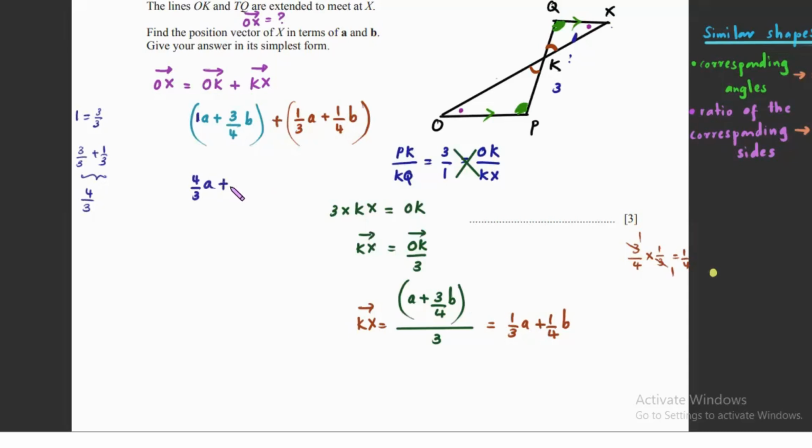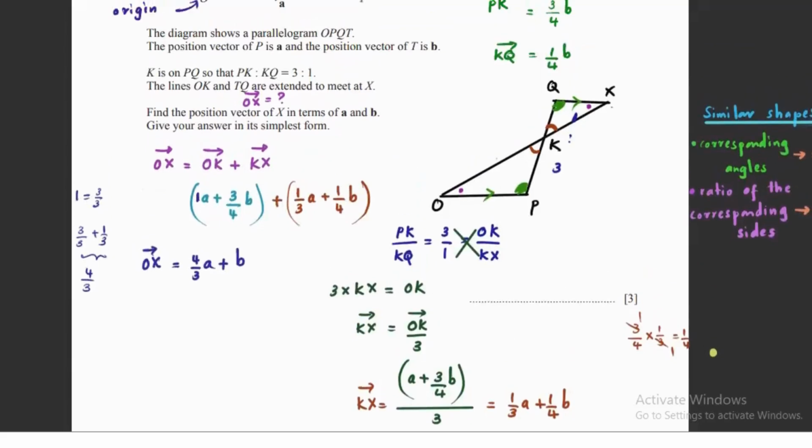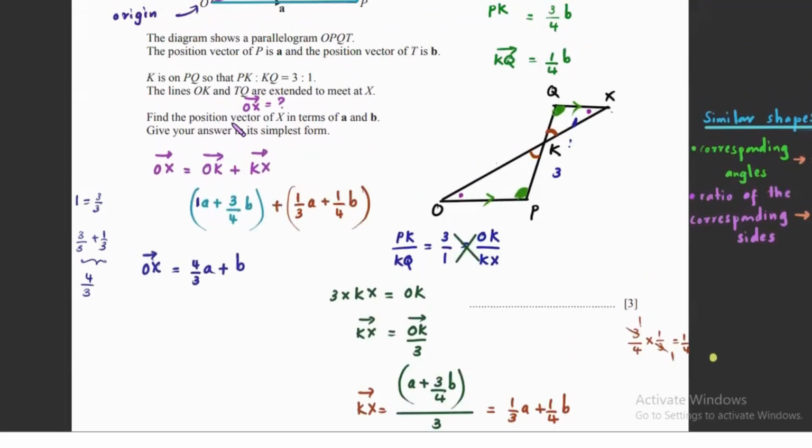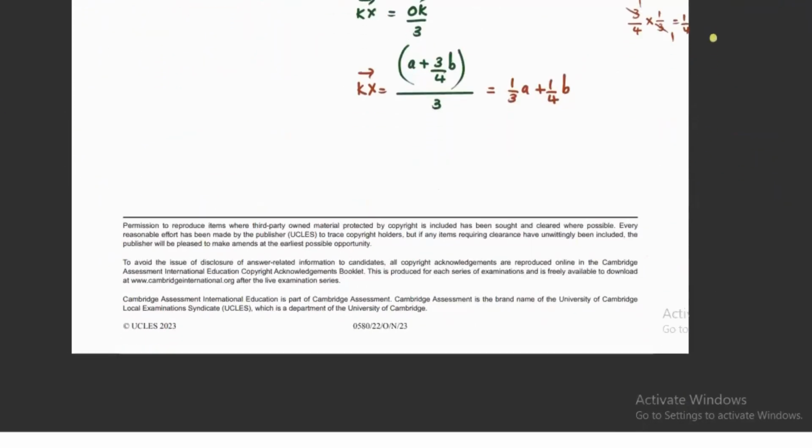So I can write it as plus 1b or just b, which means OX that we have here is equal to 4/3 a plus b. This is what you're supposed to find. So we are supposed to find the position vector of X, which means we are supposed to find what OX is, which is the same as 4/3 a plus b. So this is our answer. With that, we will be done with this paper.